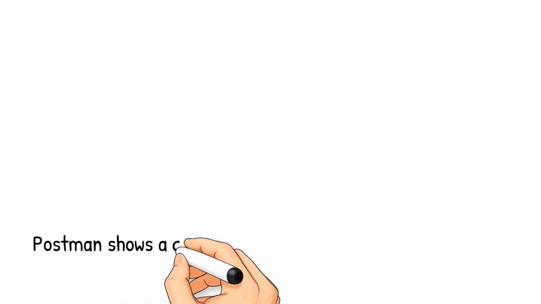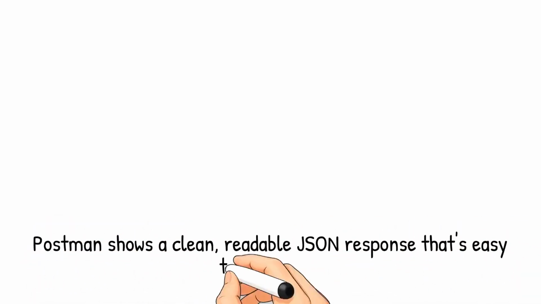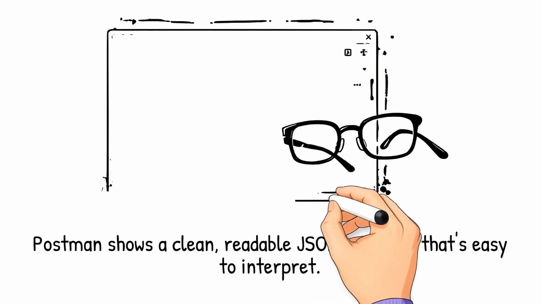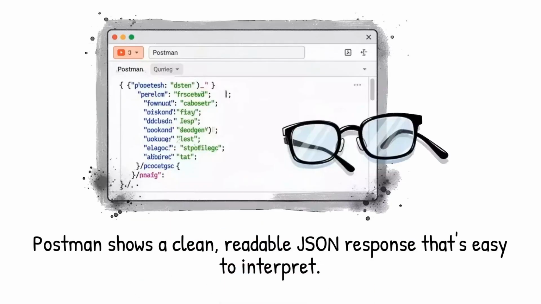But here's why developers love Postman instead of the browser. Look how clean it is. The JSON is neatly formatted, color-coded, and easy to read, with every key and value lined up. No more squinting at a wall of text.